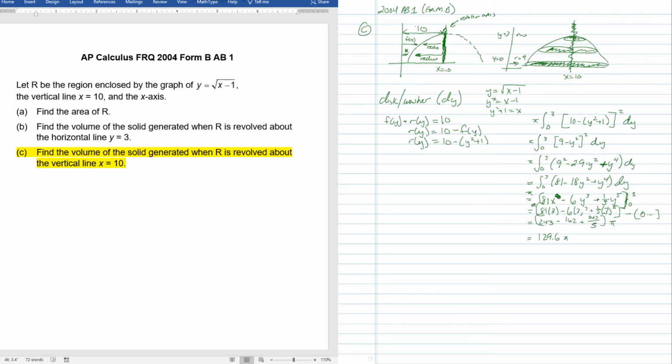And that is your final answer for C. Now that's assuming that you used the disc washer method. If you chose to do the cylindrical shell method, the nice advantage of this one is that you can go back and think of this as a dx problem.